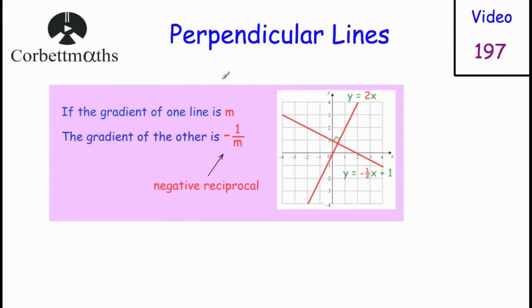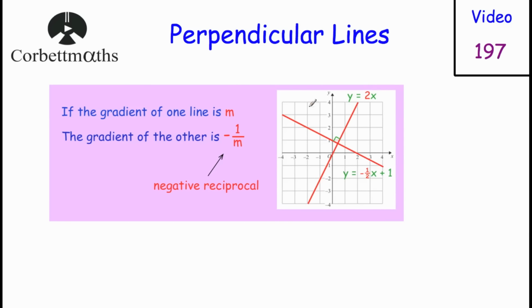And that's it. Okay, our next topic is perpendicular lines. In M3 we looked at parallel lines, which were lines that had the same gradient. They would never meet or cross each other. Now we're going to look at perpendicular lines, and these are lines that meet each other at 90 degrees. They cross each other at a right angle.